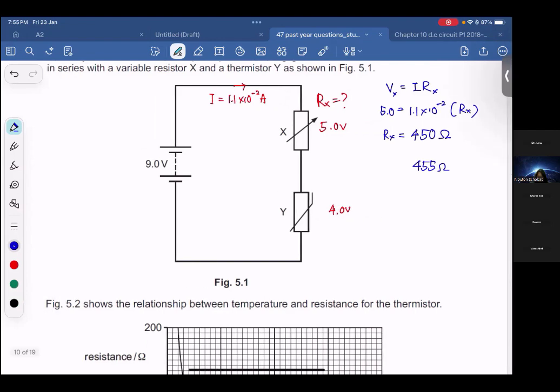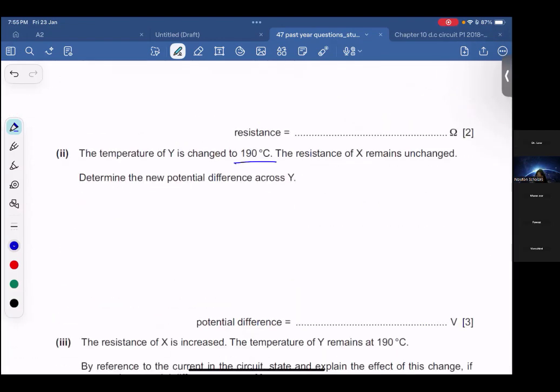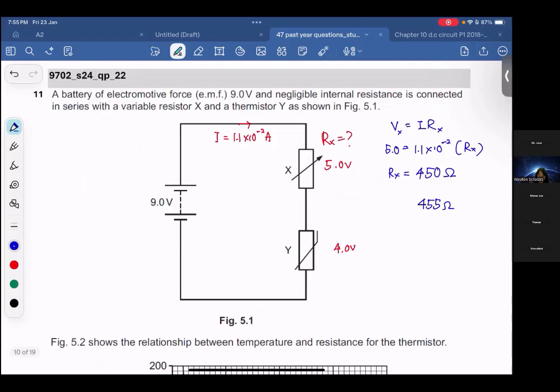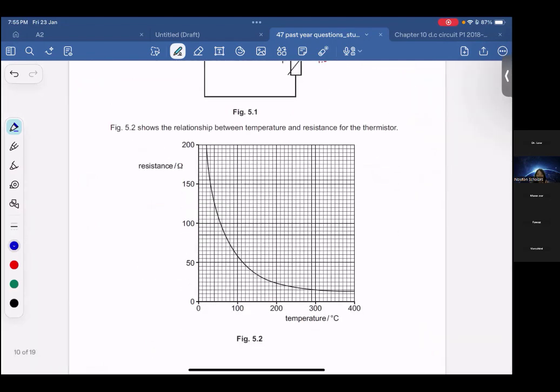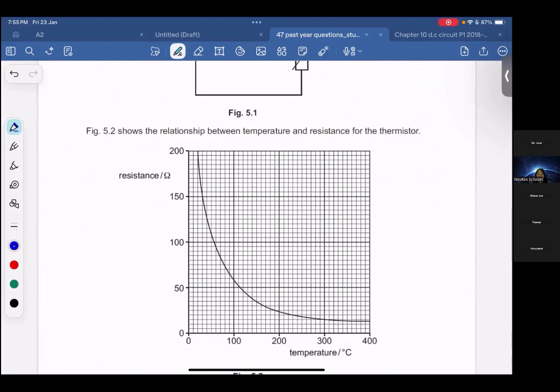Next, the temperature of Y changed to 190 degrees Celsius. Resistance X remains unchanged. Just now we calculated it here, so your resistance X is still 450 ohm. Can you calculate the new potential difference across Y? Vy just now was 4.0, but right now it has changed. Why? Because the temperature changed, so the resistance will change. So dear, can you try? 190 degrees Celsius must be related to the graph provided to find the information that you want. Can you try?